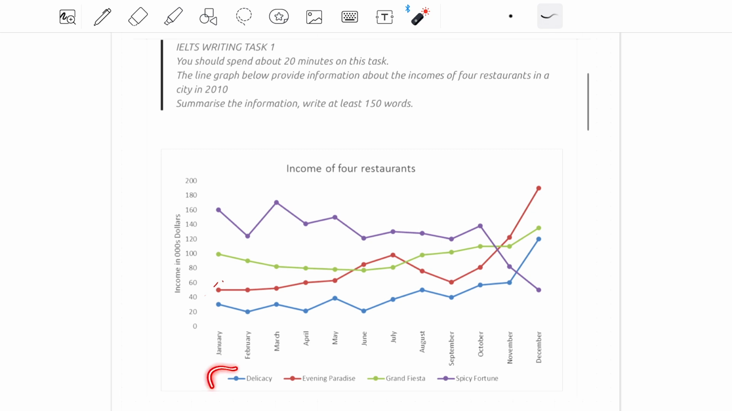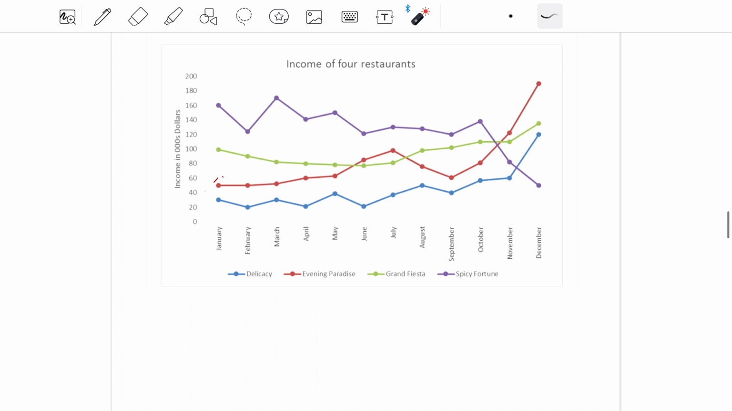So the 3, Delicacy, Evening Paradise and Grand Fiesta, they are increasing, and because these 3 are increasing, I will create a group of these three and explain them together, while I'll explain Spicy Fortune separately. Now, you will highlight all this detail in your overview paragraph.